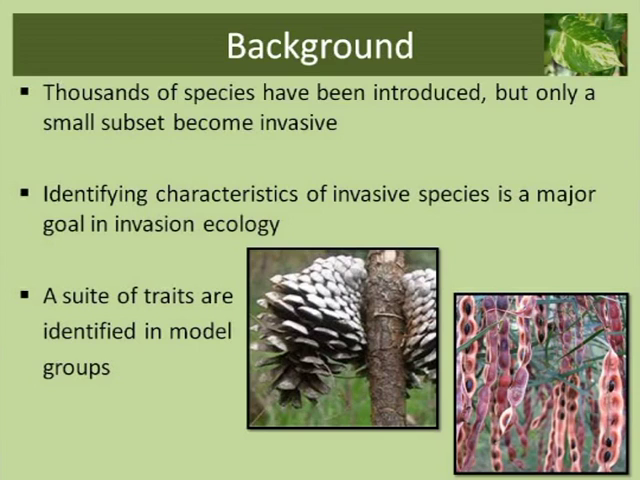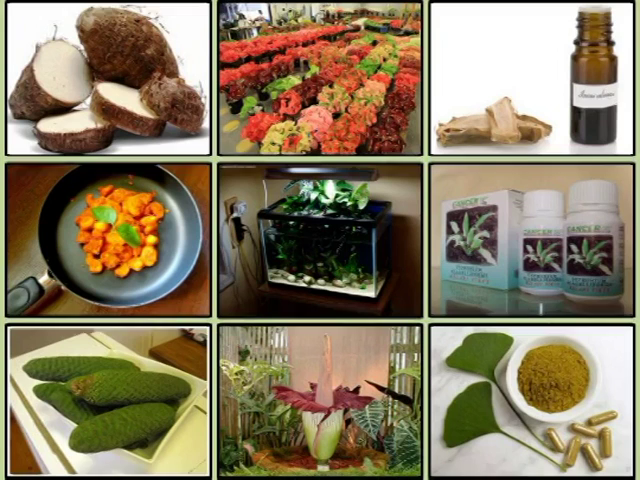Factors such as efficient dispersal modes, large native range sizes, and large seed banks have been documented in model groups such as pines and Australian acacias. Araceae also serves as a model group, since this ancient monocot family has a long history of introduction to regions outside its natural range for use as food, as you can see in the first column, horticulture, and medicinal purposes.